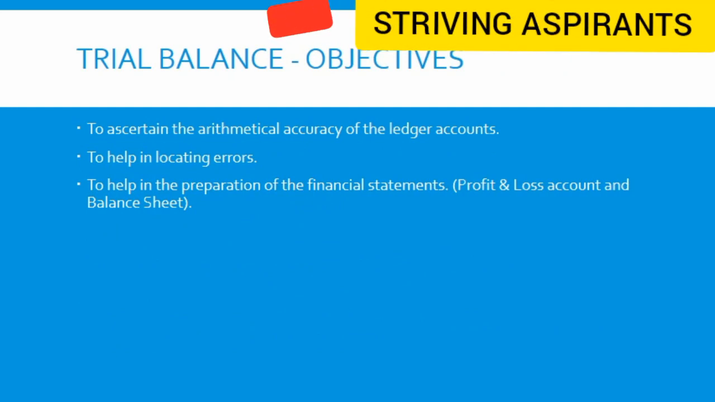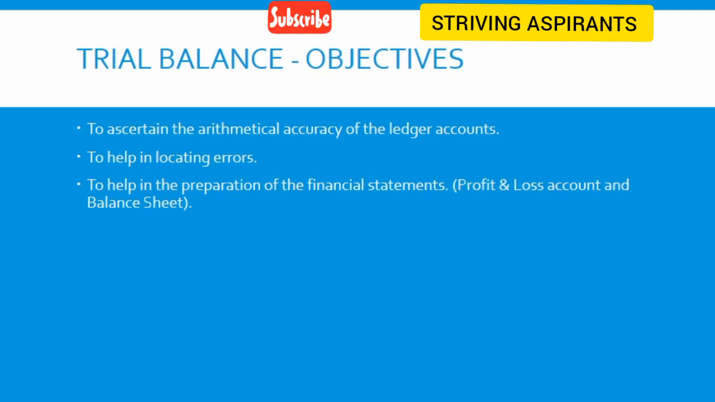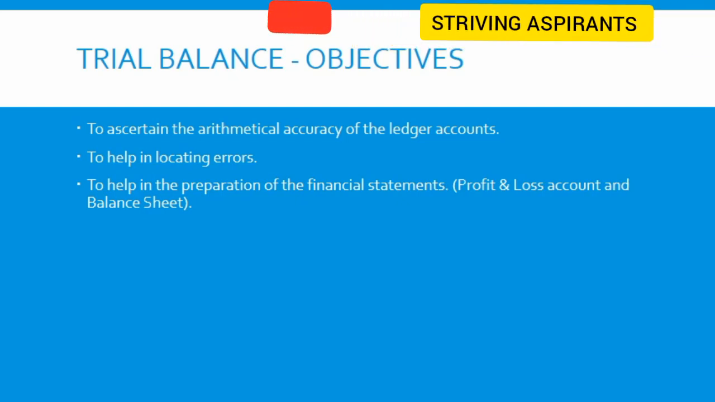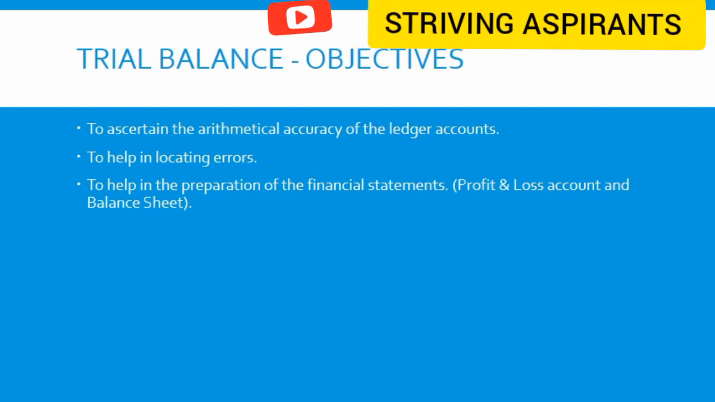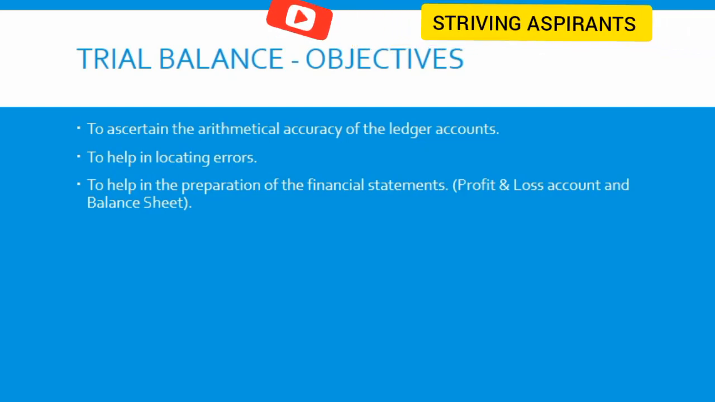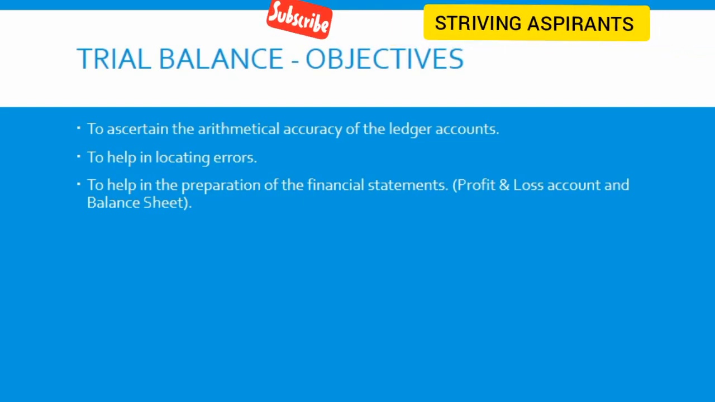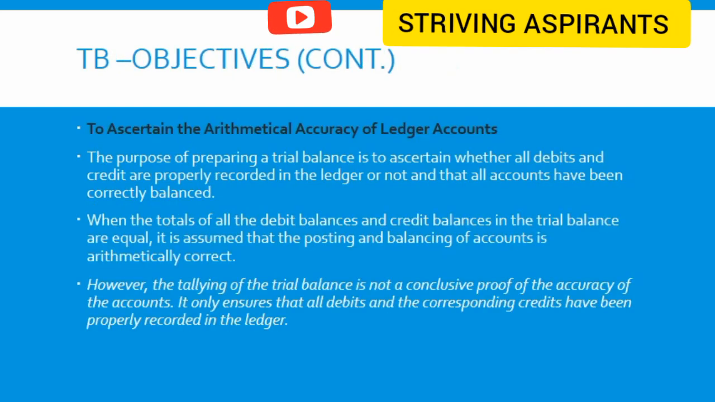Now we will look into the objectives of trial balance. First one, to ascertain the arithmetical accuracy of ledger accounts. Second point, to help in locating errors. Third point, to help in the preparation of the financial statements, that is profit and loss account and balance sheet.